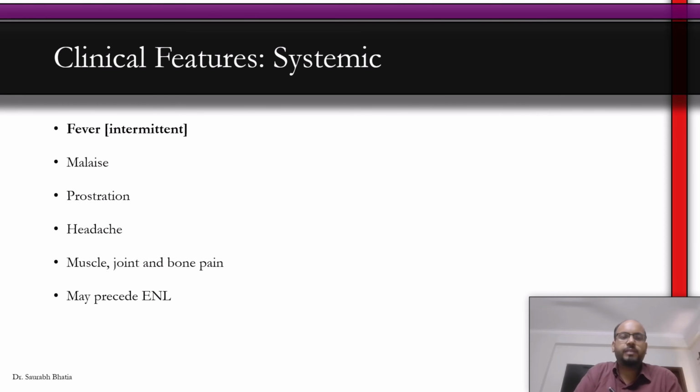Systemic features include intermittent fever, malaise, prostration, headache, muscle and joint pain, and these symptoms can precede ENL. They can be seen before the ENL. By ENL, we mean the skin lesions. Before ENL even develops, they can be with ENL and they can be after ENL also. And these are just because of the release of various cytokines like TNF alpha, interleukin 4, 5, 15, and all sorts of inflammatory cytokines.